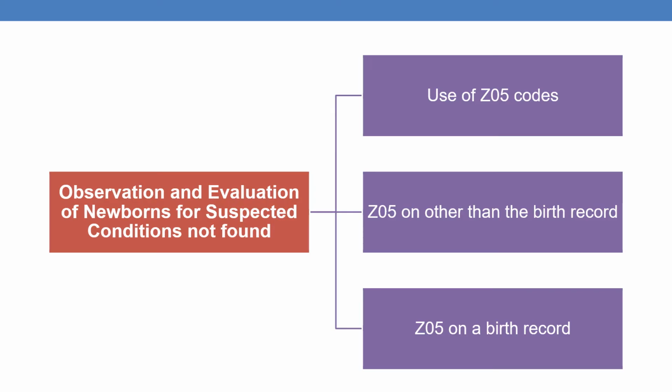Now coming to the next guideline, observation and evaluation of newborn for suspected condition not found. We are only suspecting the condition. The condition is not diagnosed and is ruled out. These are given by the Z05 category codes. So this guideline, observation and evaluation of newborn for suspected conditions not found, is subcategorized into: first, use of Z05 codes. Next is Z05 on other than birth record. How should you sequence the Z05 codes if it is not the birth record, and how should you sequence Z05 codes if it is a birth record? This we will discuss here.